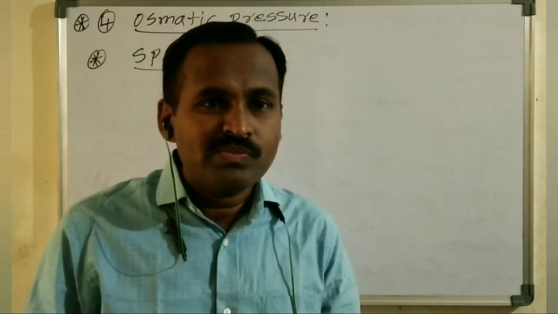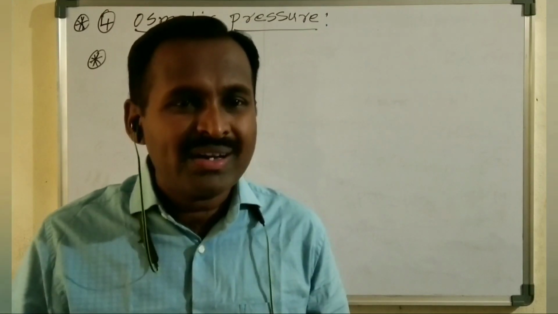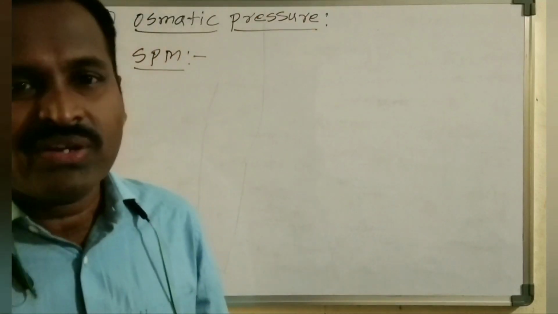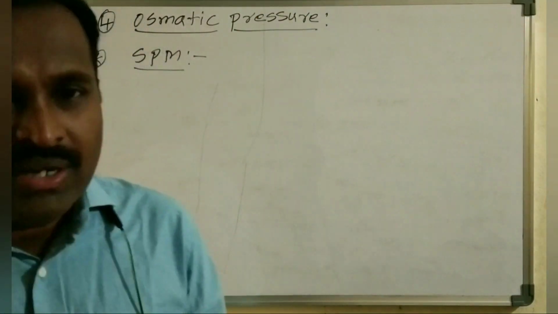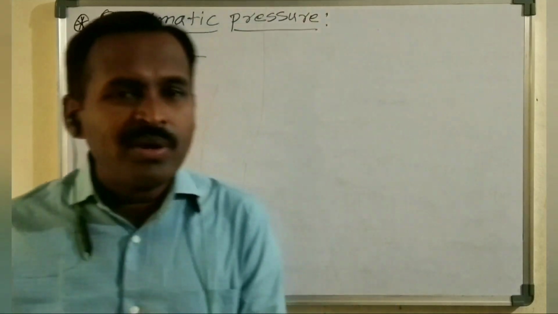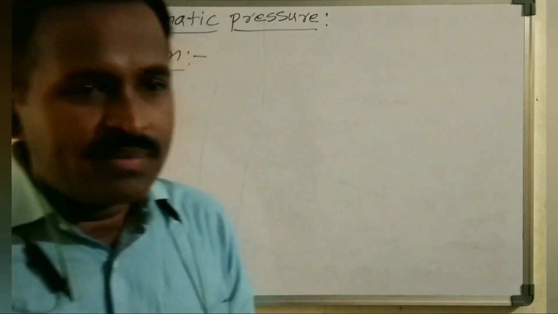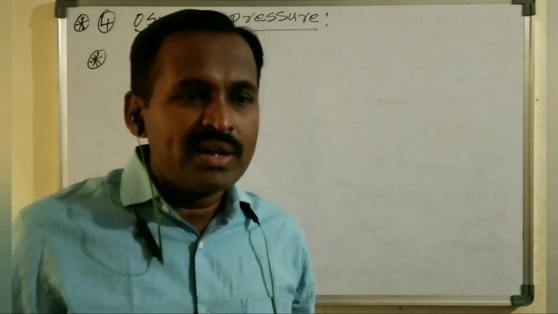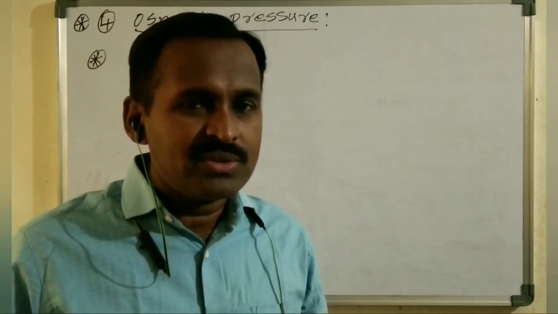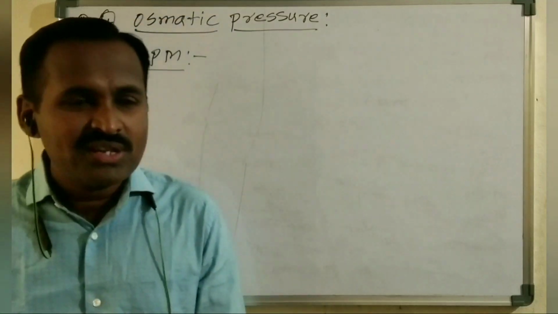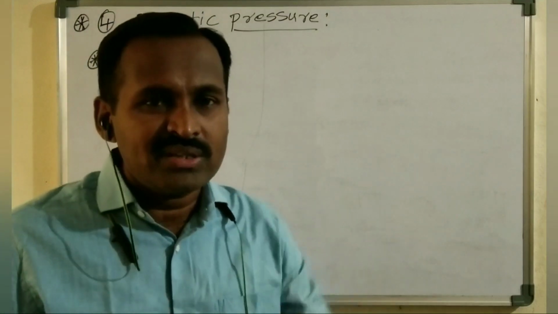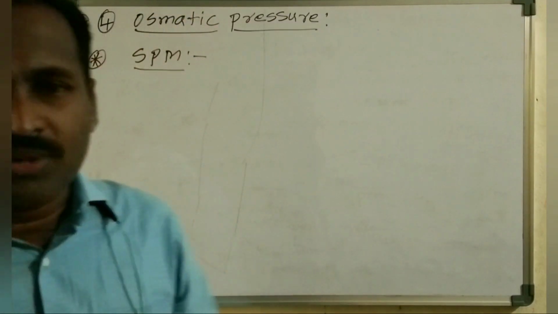I'm Venkatesham. I'm going to discuss colligative properties. Colligative properties are the properties of a dilute solution which depend directly or indirectly upon the number of solute particles present in the solution. There are four colligative properties. The first one is the relative lowering of vapor pressure. The second one is the elevation in boiling point, the third one is the depression in freezing point, and the fourth one is osmotic pressure.